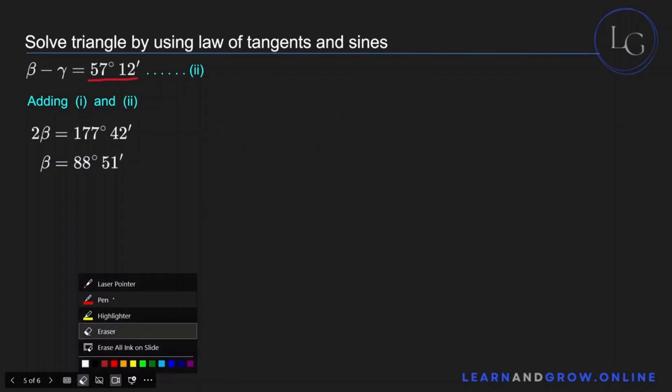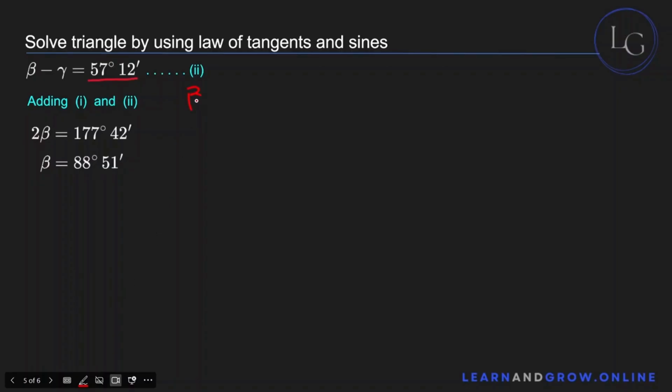So beta plus gamma was equal to 120 degrees and 30 minutes, right? So beta plus gamma plus beta minus gamma is equal to 2 beta, which is equal to 120 degrees and 30 minutes plus 57 degrees and 12 minutes, which is 177 degrees and 42 minutes. So beta is equal to just 177 degrees and 42 minutes divided by 2, which is 88 degrees and 51 minutes.